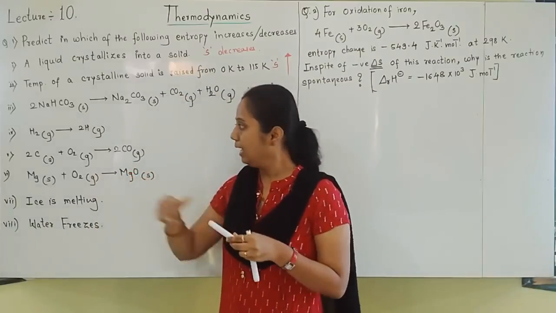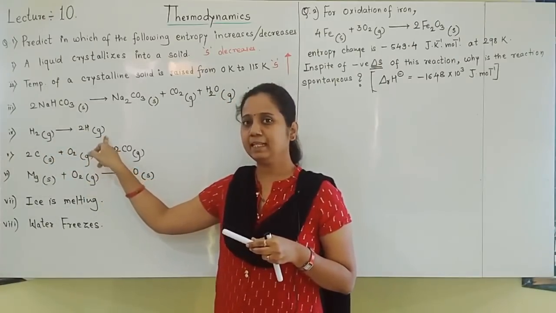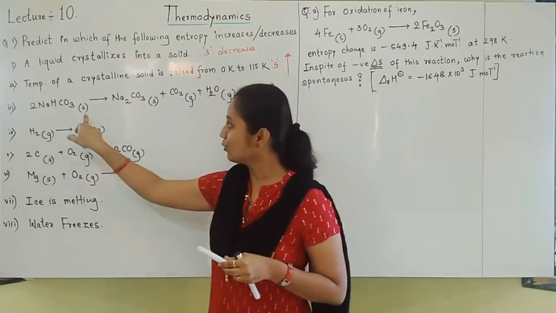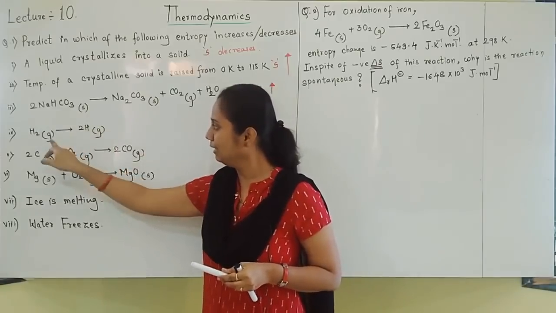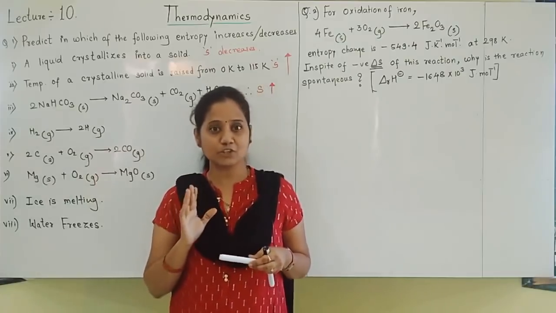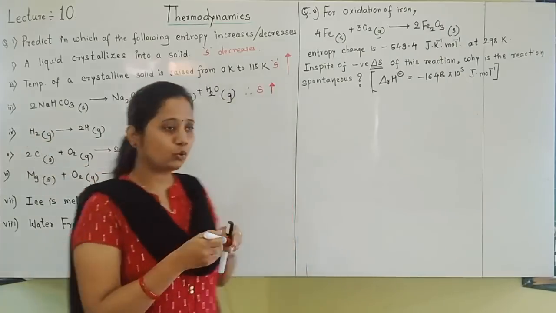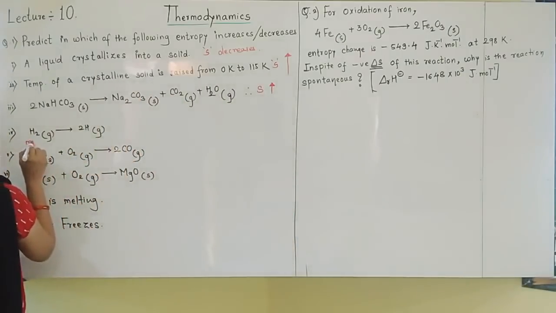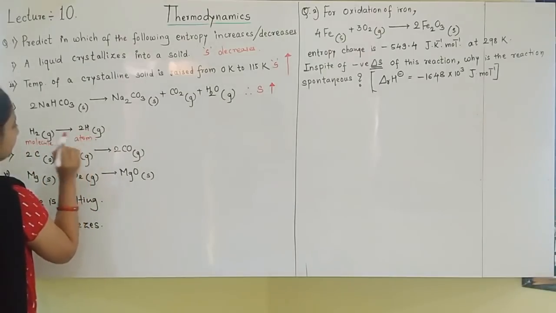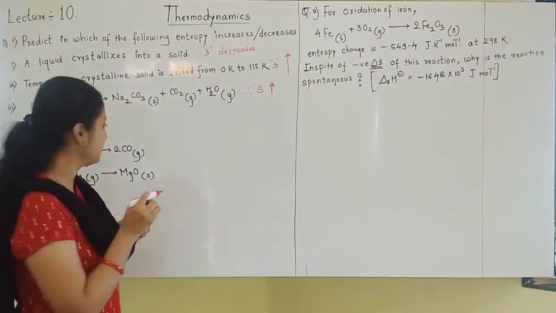Okay, next. H2 gas gets converted to 2H gas. Here, how to think? All varieties of questions we will take. Here the state is the same only. Hydrogen was gas and 2H is also gas. The physical state has not changed. But where is the change? Here you can see that H2 is a molecule, H is an atom. Here one molecule is there, and here two atoms are there.